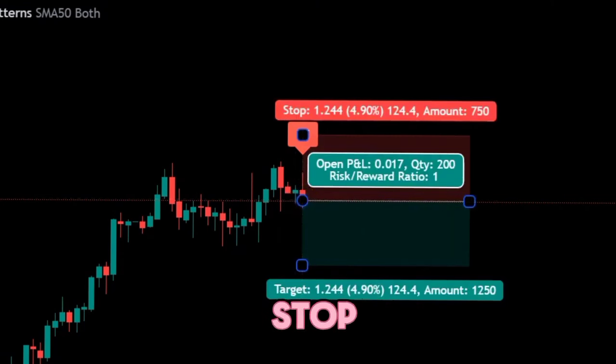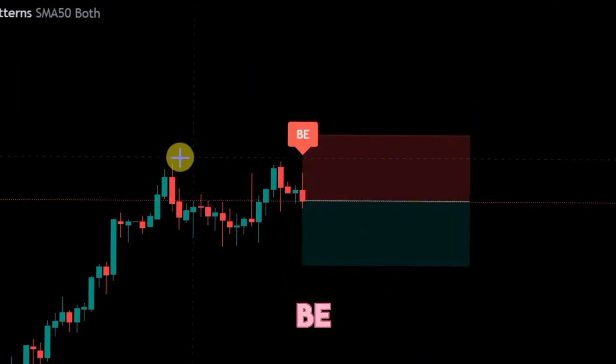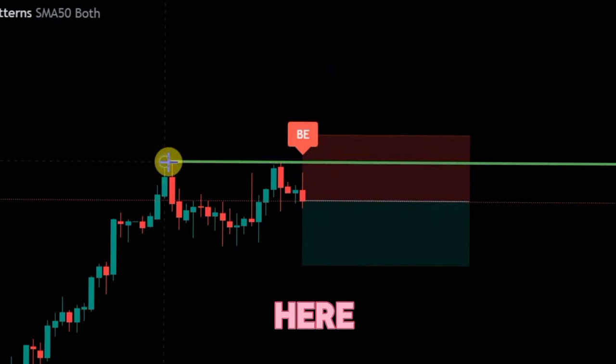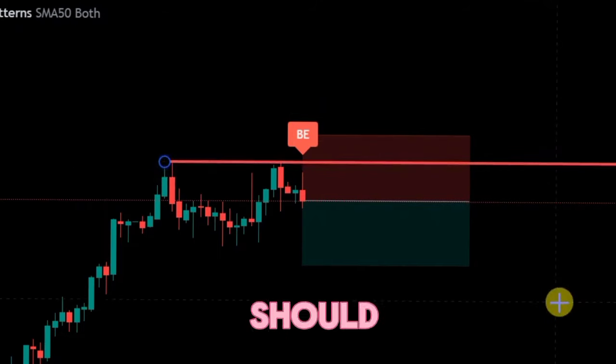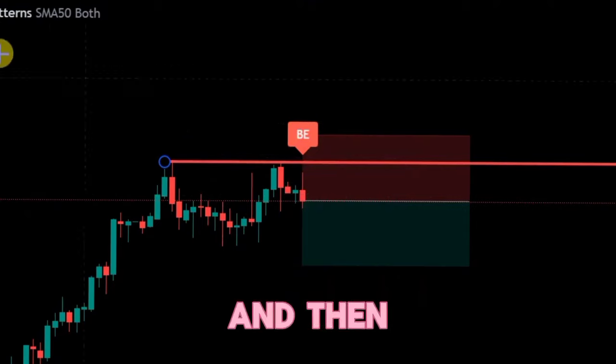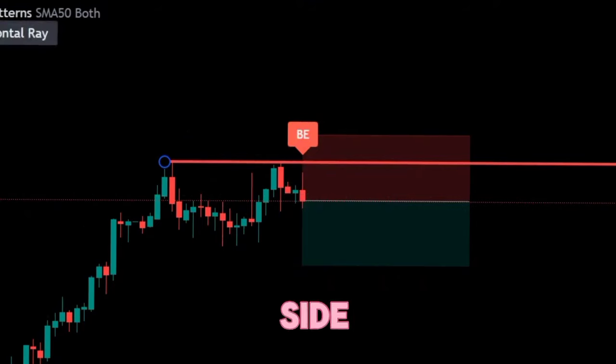Your short stop loss area should be this price point right here. This should be your stop loss area. Let me change this to red. So this should be your stop loss area, and then your take profit will be on the safer side.